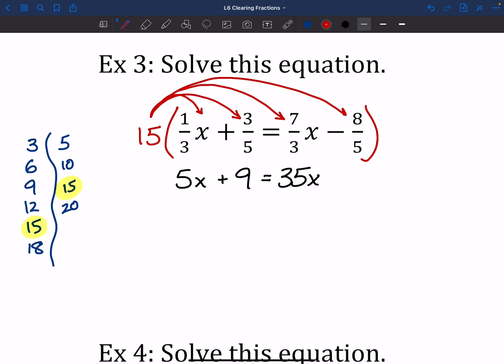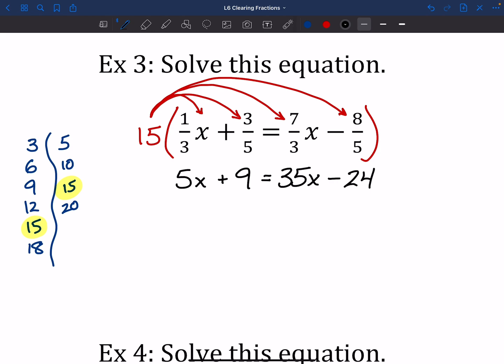All right. Last but not least, all the way over there, we're doing 15 times 8/5. So we're going to divide 15 by the number on the bottom. So 15 divided by 5 leaves us with 3. All right, so we'll take this 3 we got and multiply it by the 8 that's on top. 3 times 8 is going to give us 24. All right, and because there was a minus sign there, we'll still have a minus sign. It's negative 24 there.